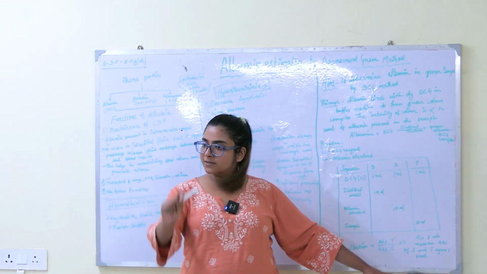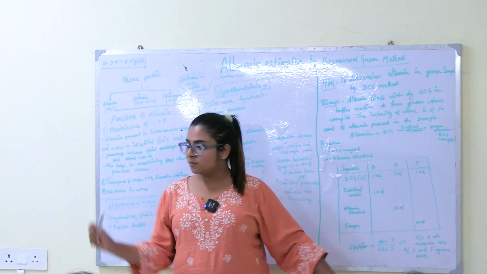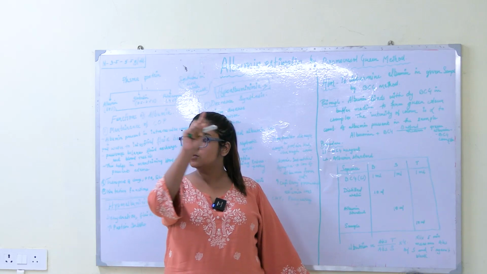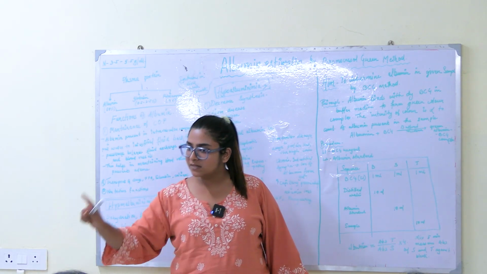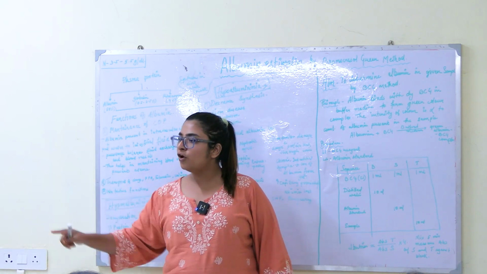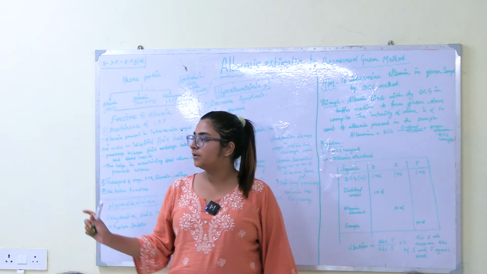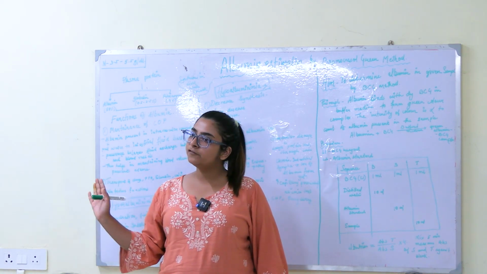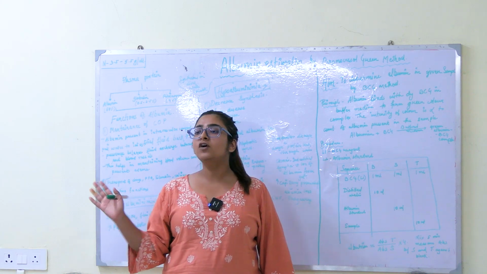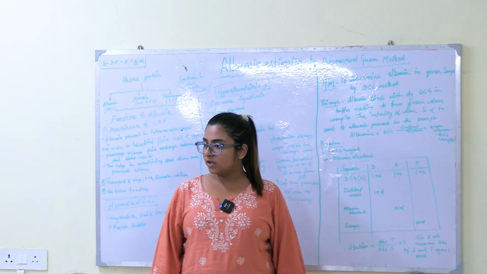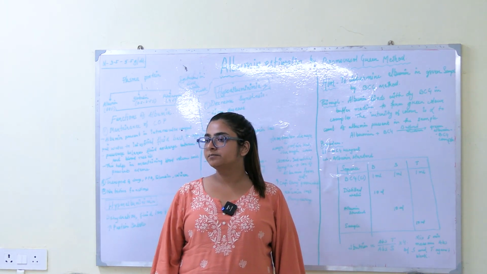You measure the absorbance of the standard and the absorbance of the test, and you divide the absorbance of the test by the absorbance of the standard, multiplied by 4, and you will get the serum albumin value of the given sample. Clear all of you? Okay, clear, or should I repeat once again?